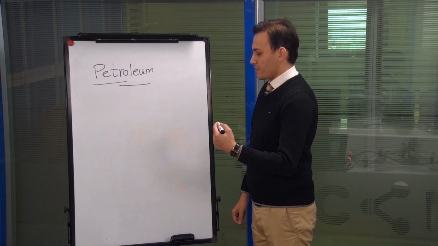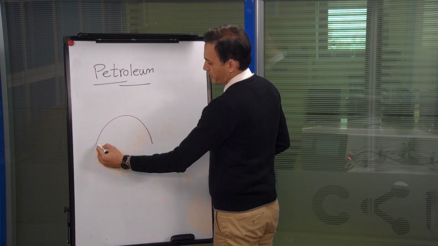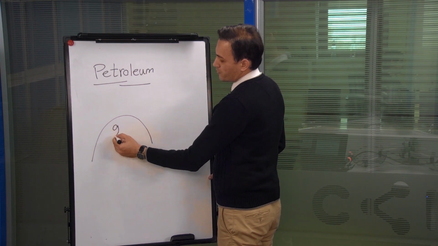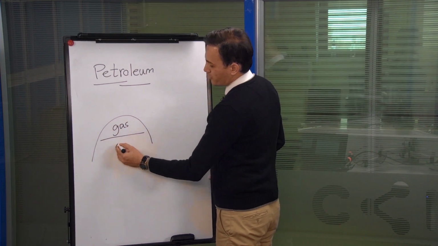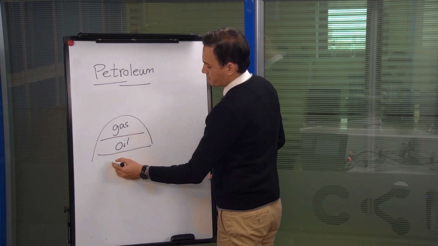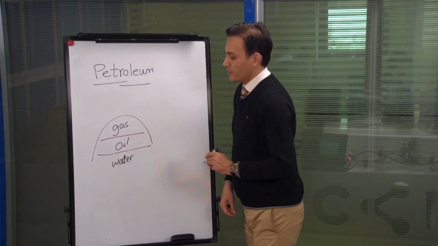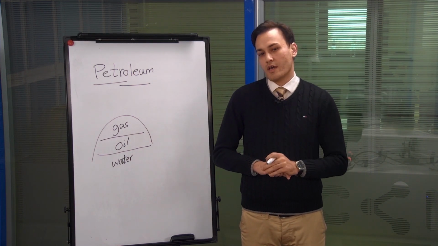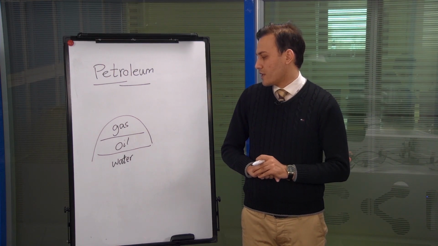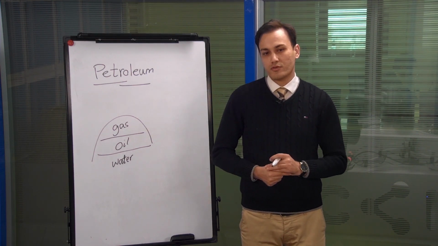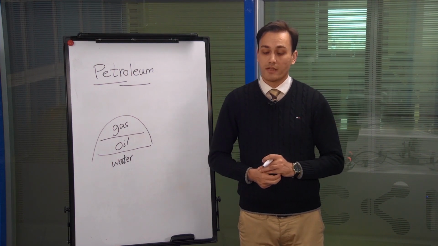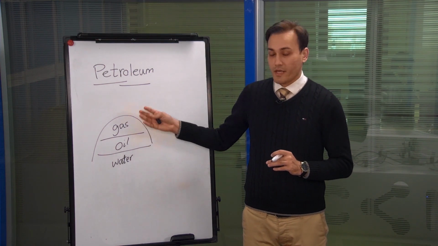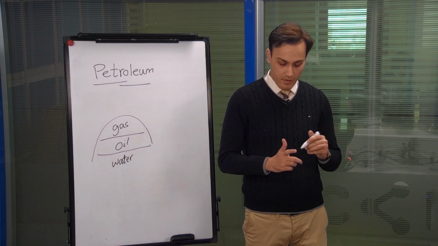So the schematic for an oil reservoir is something like this. This is called an anticline, and generally within the reservoir we have gas, oil and water. So these gas, oil and water are actually within very tiny void space, and we just refer to that as porosity, and that will be one of the parameters that we will be discussing today.